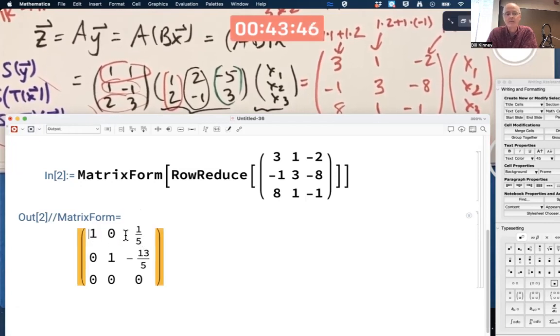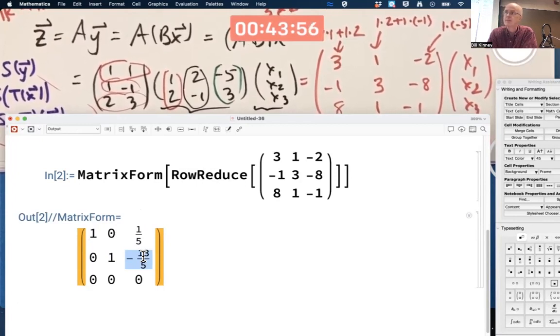X would be -1/5 times Z. Y would be +13/5 times Z, and Z would be itself. But the kernel would be non-trivial. Plenty of vectors, infinitely many, get mapped to the zero vector.